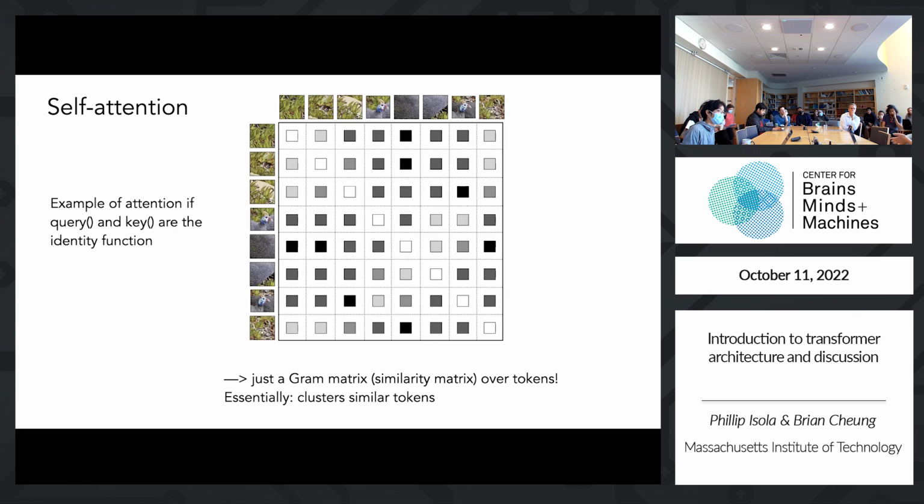Like linear queries and keys are just some projection of that kind of thing. And how does that work if you don't have the WQ and WK matrix, but just the identity? Actually, yeah, do you know, Brian, or does anyone know?